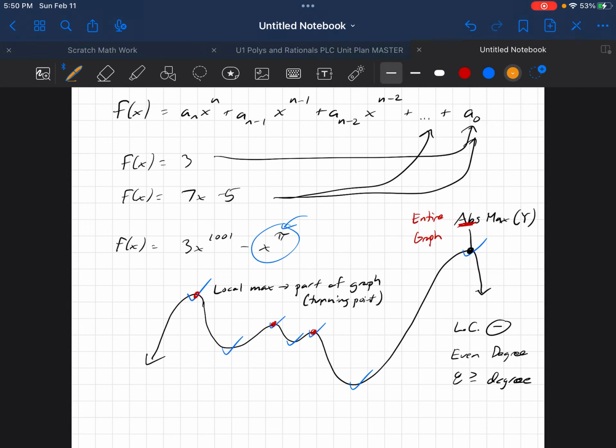Let's get another color. Right there's a local min, local min, local min. So this thing has to be at least degree 8. 8 minus 1 is 7, and we have 7 local extrema, maxes and mins combined. And this local max is also the absolute max.